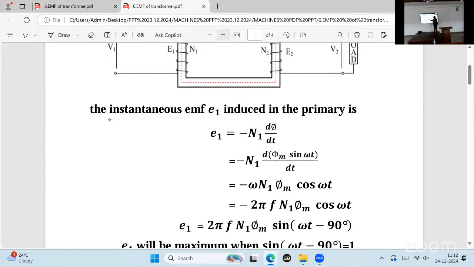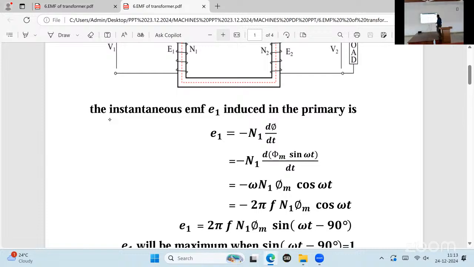Now do the derivation. Then what is omega? Omega is 2 pi f. So we got this one. Now cos should be converted into sine, because our discussion is sine wave. Convert cos to sine.